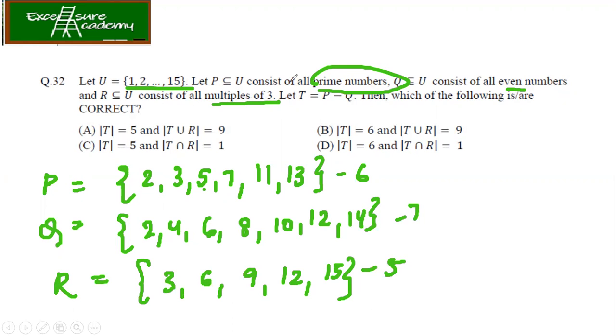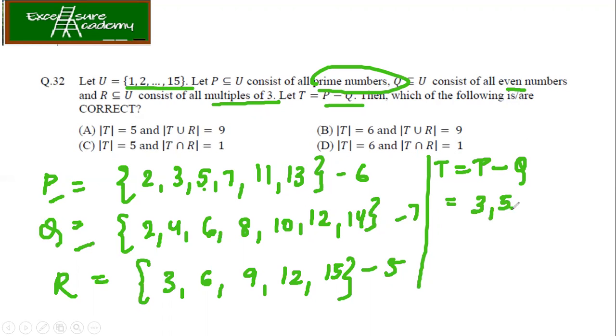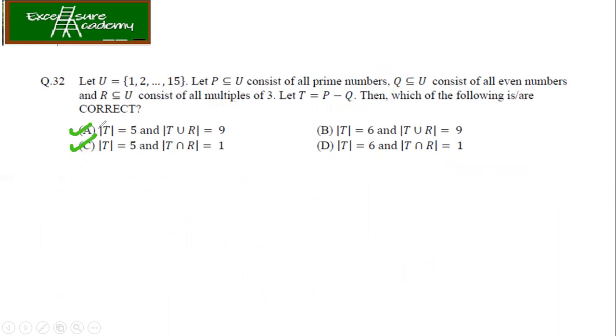Now, next, let T be equal to P minus Q. So now you have to find out what T is, P minus Q. So what are you going to get? When you solve it, you're going to get 3, 5, 7, 11, and 13. How many are there over here? You have got 5 elements. So your T is 5. Now we see that there are two options, A and C, having T as 5 and 5. Right? So these two might be the correct answer.